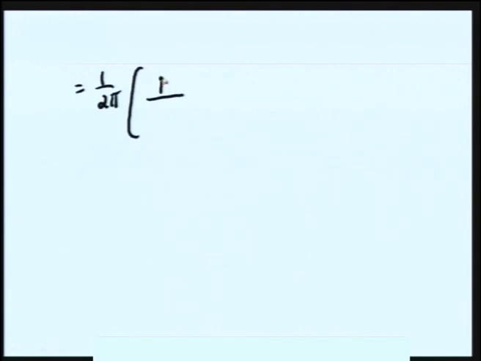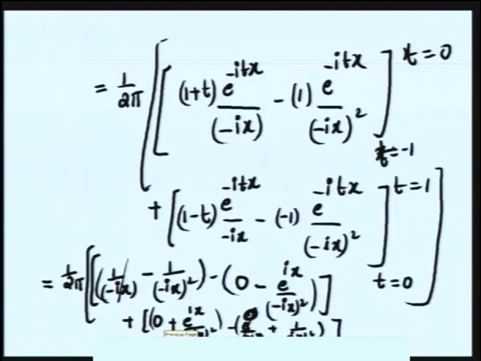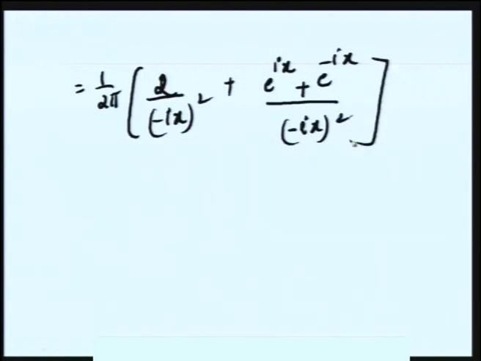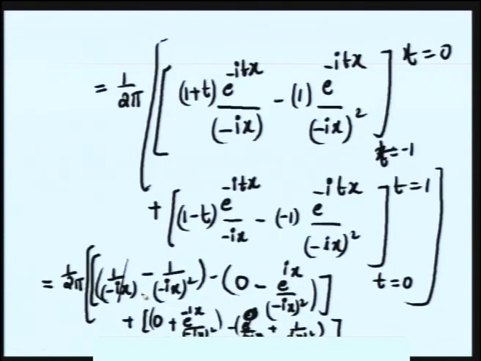So, 2 by minus ix whole square, plus one time when you substitute t is equal to minus 1, it is e power ix, and if you substitute t is equal to 1, e power minus ix here. Okay. So, it is e power ix plus e power minus ix by minus ix whole square. Okay. So, what happens? 2, this is minus 2, right.